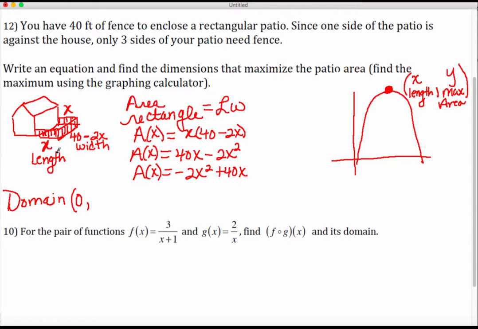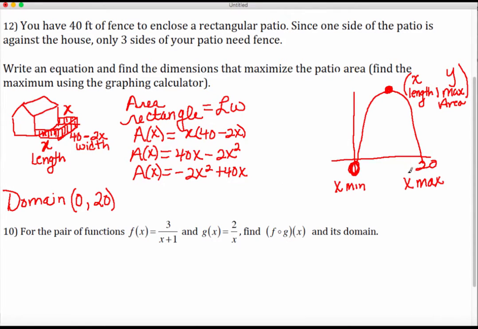So the maximum amount of fence that I can cut off would actually be less than 20. Because if I cut off 20 feet over here, and then that means I'd have to cut off another 20 for the other side, that's exactly 40, and I have nothing left over for the width. So the maximum that I can cut off can't be exactly 20, but it has to be less than 20. So by knowing my domain and the x's that I can actually cut off for the fence, I can set this window range for my x min and then my x max right here, between 0 and 20.